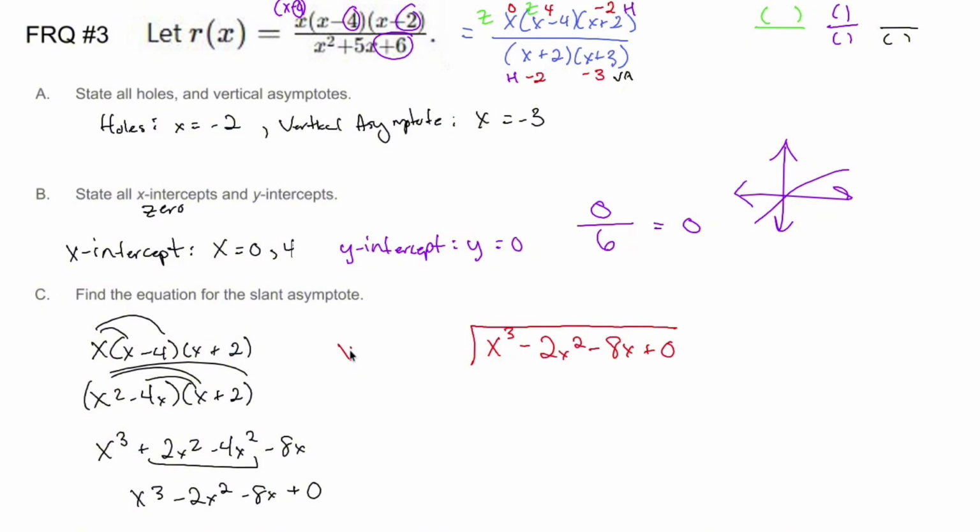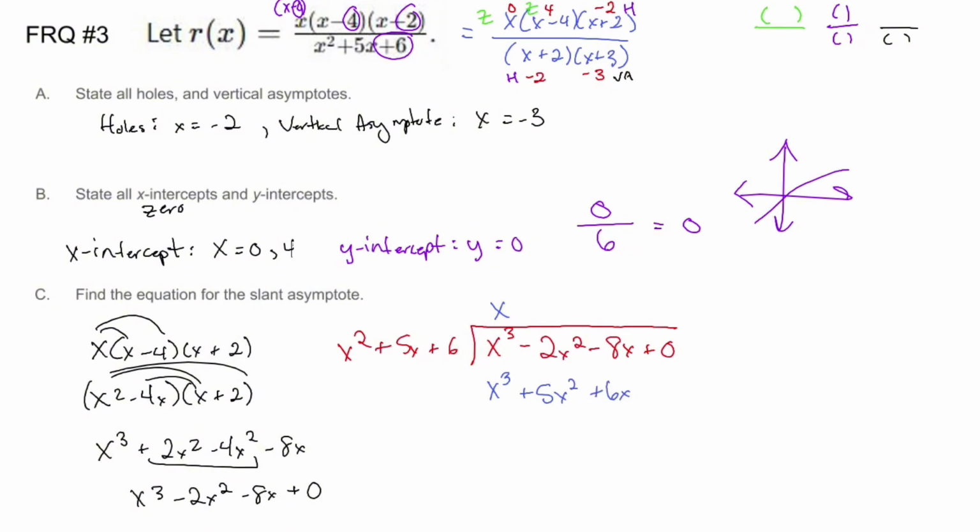Underneath here, we have x squared plus 5x plus 6, and then we do a little bit of polynomial long division. X squared times what is x cubed? X squared times x is x cubed. So you take that x and multiply it to this whole factor down here. X times x squared is x cubed. You will always get the same thing here, otherwise you did it wrong. X times 5x is positive 5x squared. X times 6 is positive 6x.